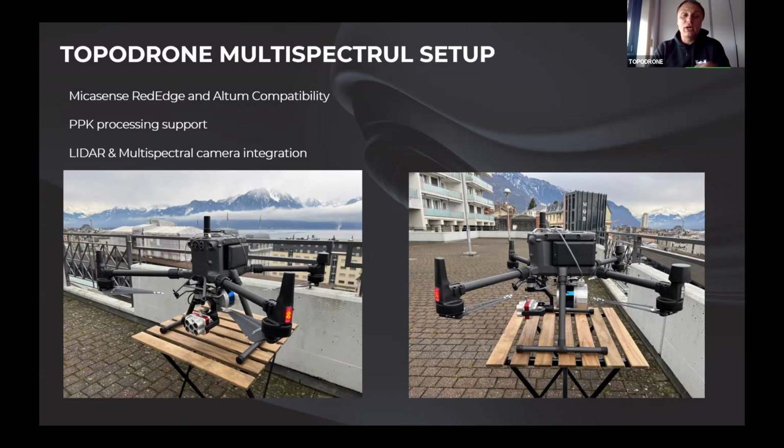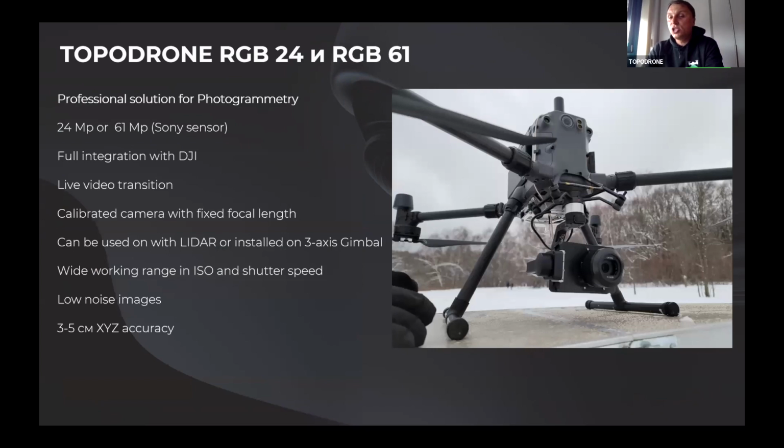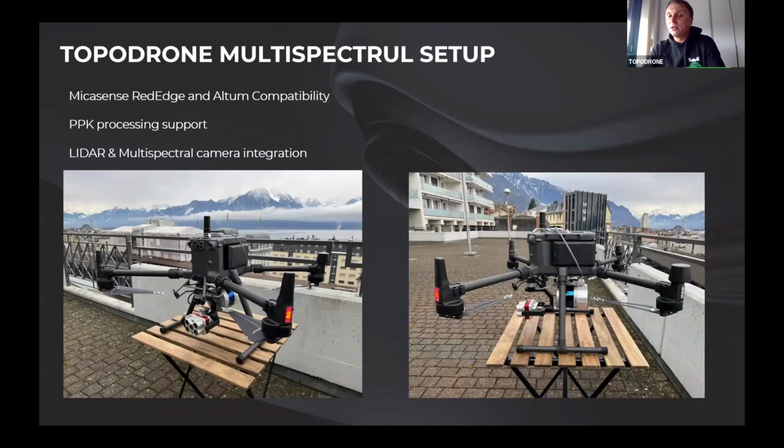Additionally, we have a solution to install a multispectral camera together with the LiDAR. As you can see, the multispectral camera is installed on a gimbal, and you can change the angle of acquisition, totally the same as you can change the angle of acquisition of the 61 megapixel camera. In this case, you can fly just 2 or 3 lines along the power line, and you will capture images from nadir and from oblique flights, and you will get more information about the power lines as well. At the same time, you can use the LiDAR installed on the drone.